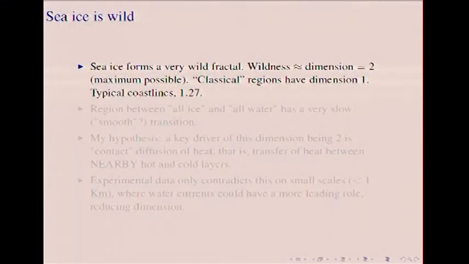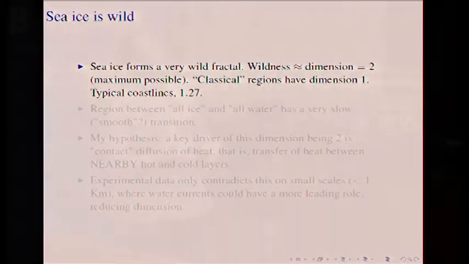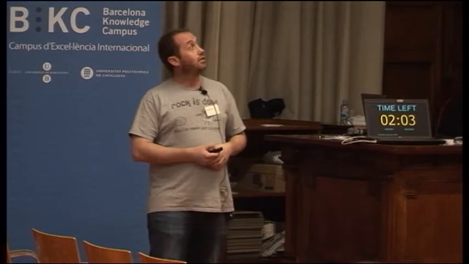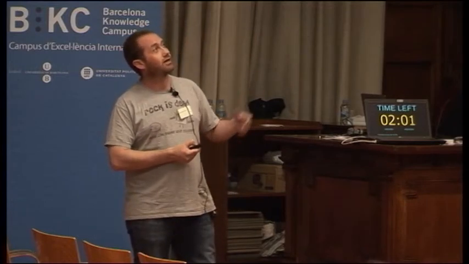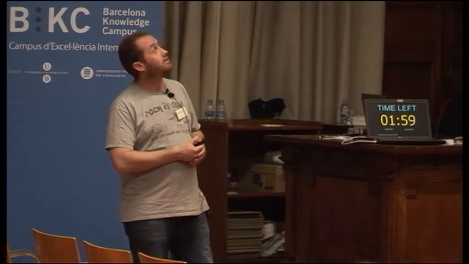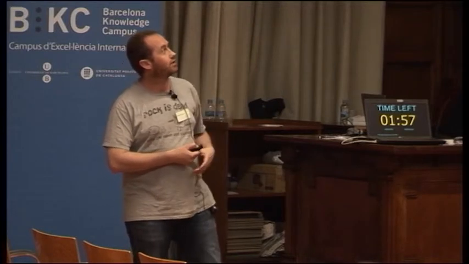The large-scale structure of the layer of ice is a very wild fractal. The intuition of wildness is defined as dimension. This can be measured in a classical way, and it can be measured that the large-scale structure of sea ice has a dimension close to 2. Classical regions that one can imagine have dimension 1, and typical coastlines are around 1.3 or so.